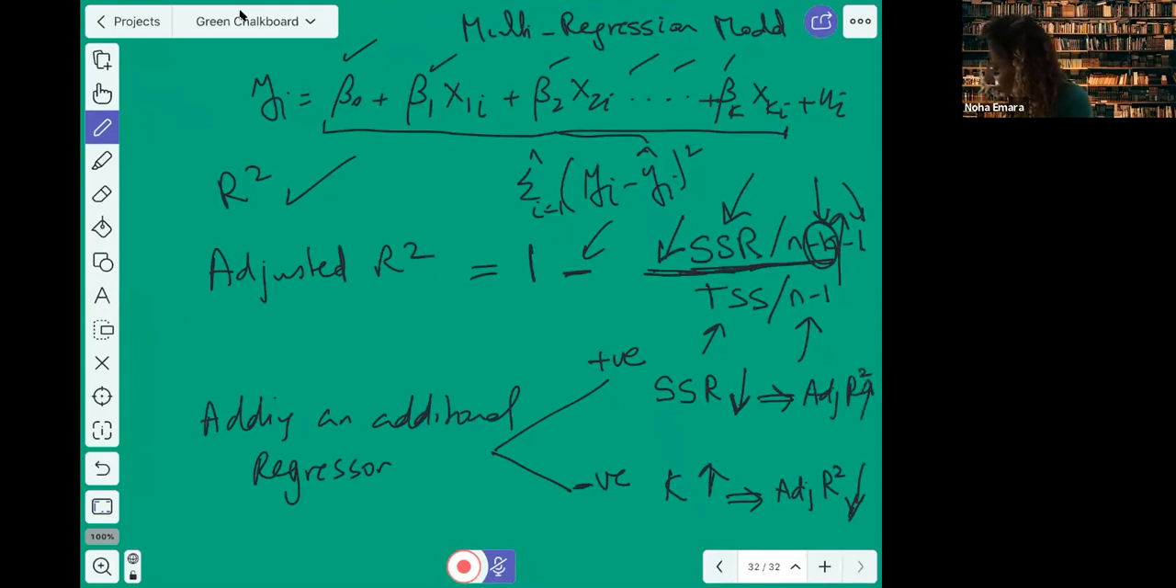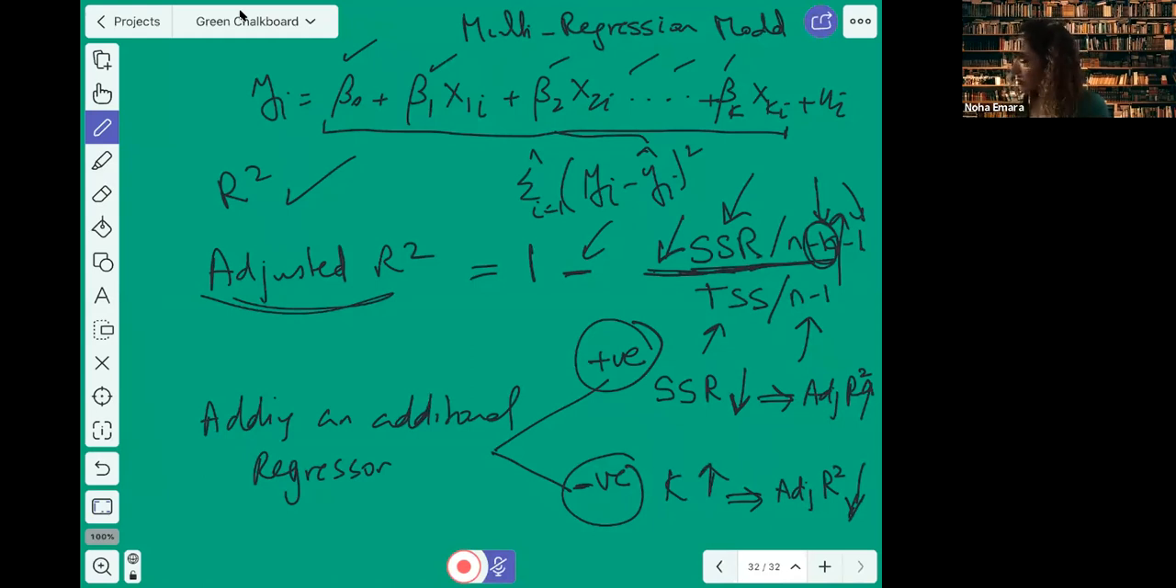So adding an additional regressor doesn't have to increase the adjusted R-square. It would depend on which effect is stronger. Is it the positive or the negative? If the positive is bigger, then the adjusted R-square would increase. If the negative is bigger, then of course it would fall. And if they are equal, then it would stay the same. Okay, so that's why it's actually preferred, because it would give us a more meaningful result as compared to the regular R-square.